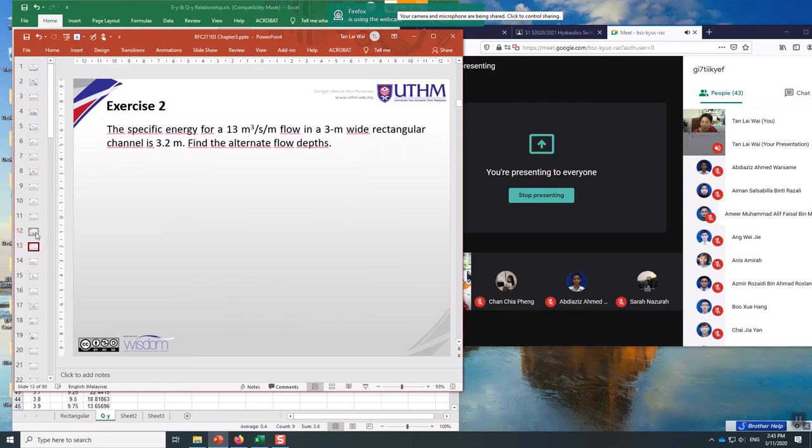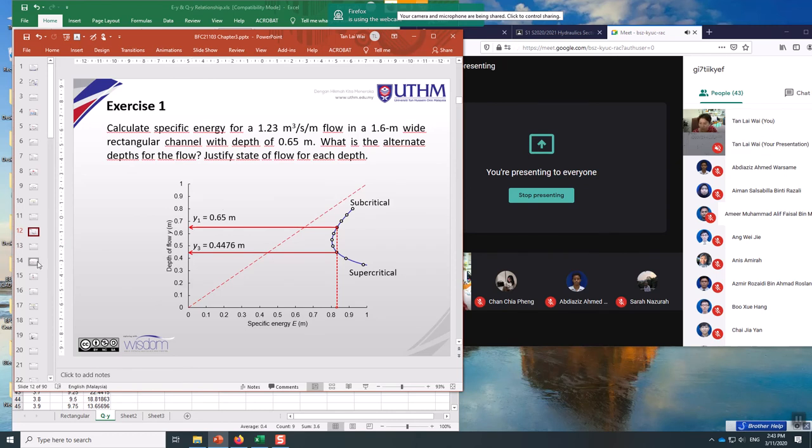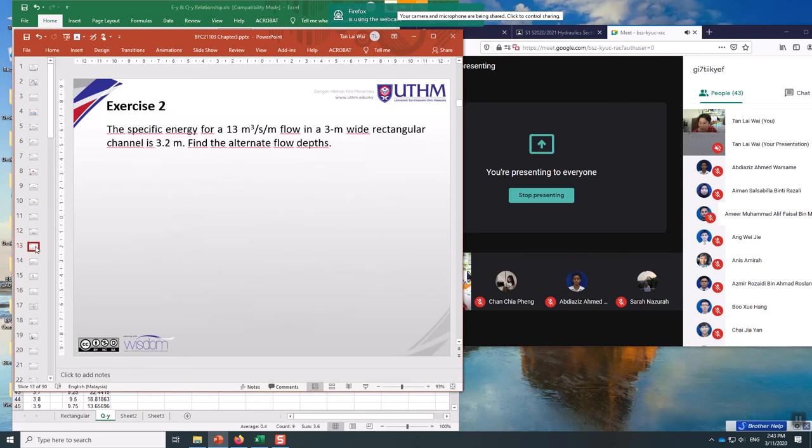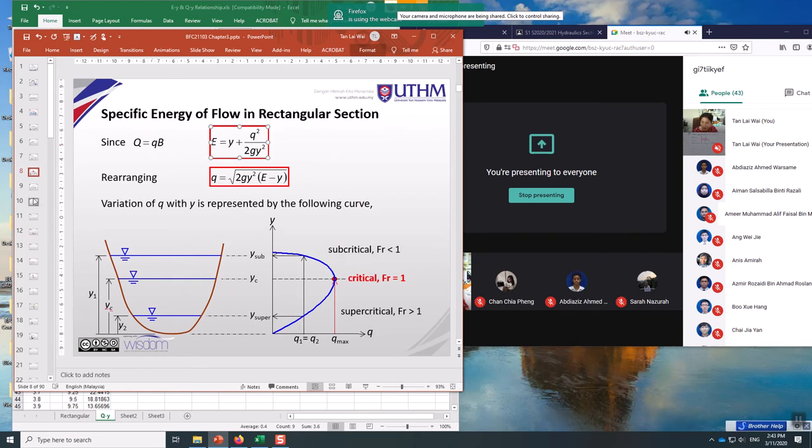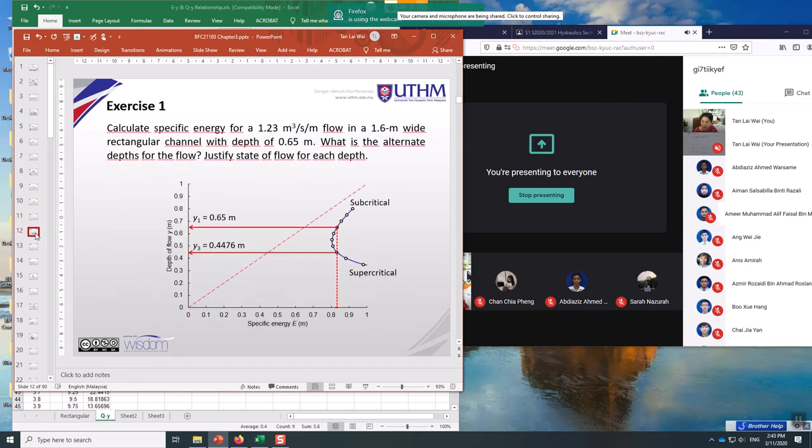I actually gave you the answer, but you should try to do it. Now, what you have to do is use this equation here. I want you to try this using your calculator. Substitute your specific energy and your discharge per unit width, using g equal to 9.81 meter per second squared, and then find y. You should get two values of y. One should be 0.4476, the other one 0.65.